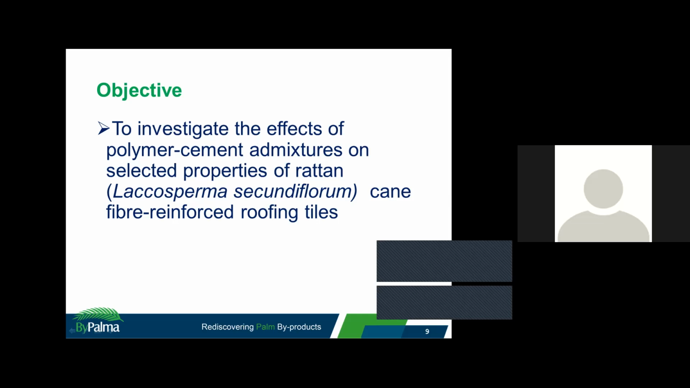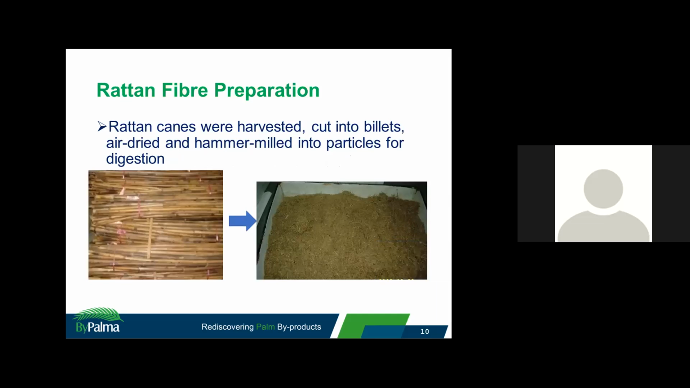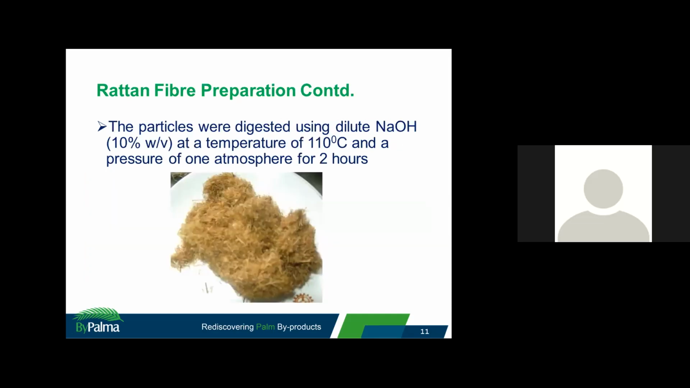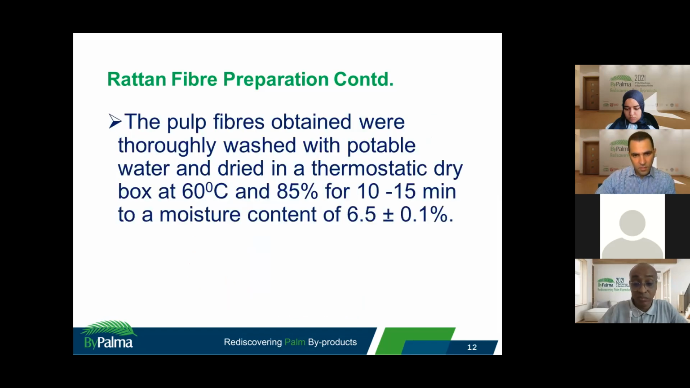We have worked on Laccosperma secundiflorum, one of the rattan species in Nigeria. We collected the rattan canes, which you can see on the left-hand side of the screen, and processed them into particles by hammer milling. Then we digested with sodium hydroxide, 10% weight per volume, at 100 degrees Celsius at a pressure of 1 atmosphere for 2 hours. This was based on previous studies on producing rattan fibers, and the best yield was obtained at this level.